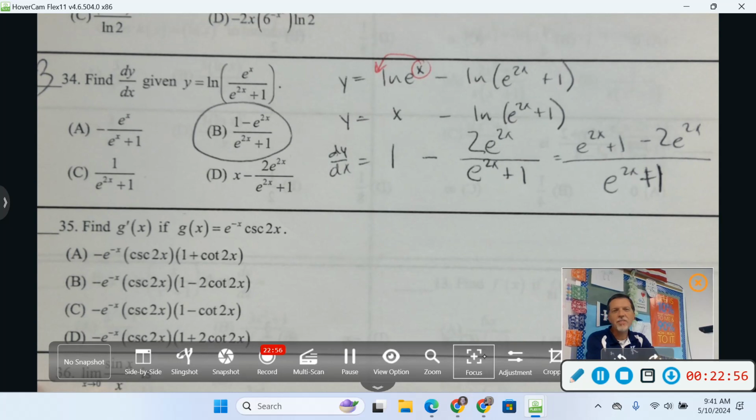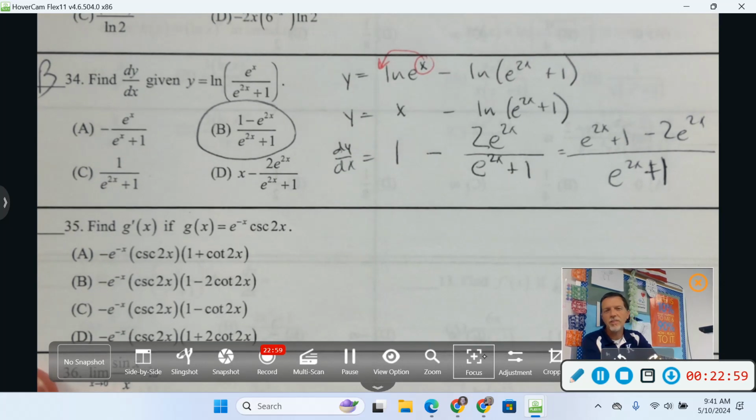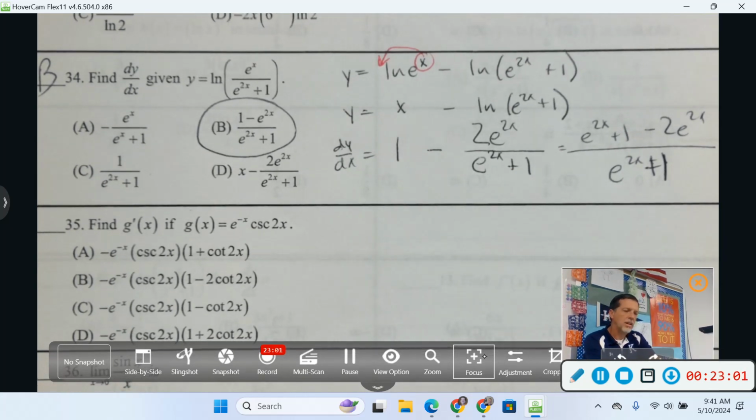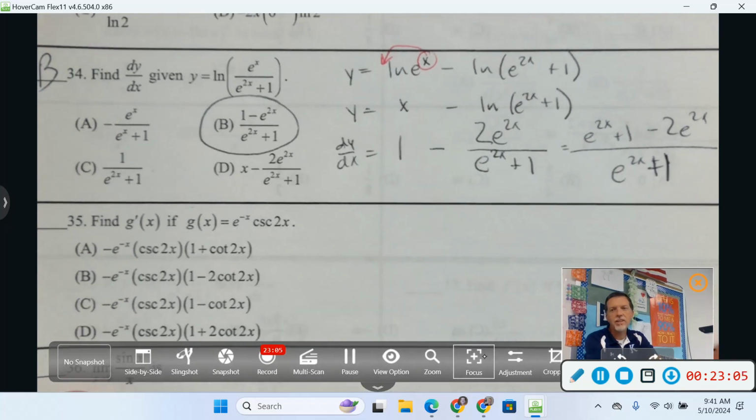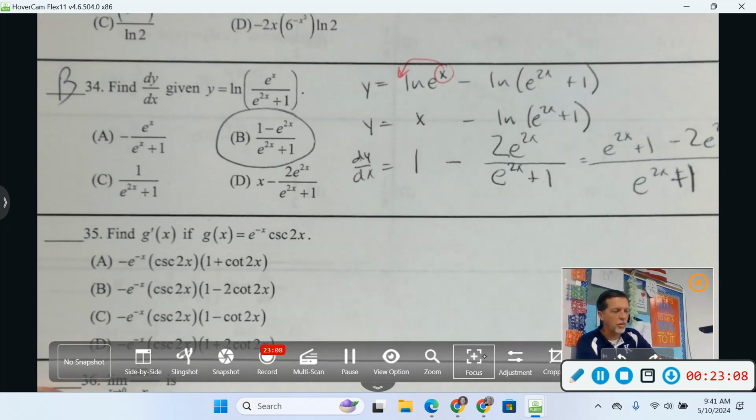That question had like 5 algebra steps and 1 little calculus step in there, which is the danger of taking calculus. You get the calculus right, but you also got to get the algebra right.